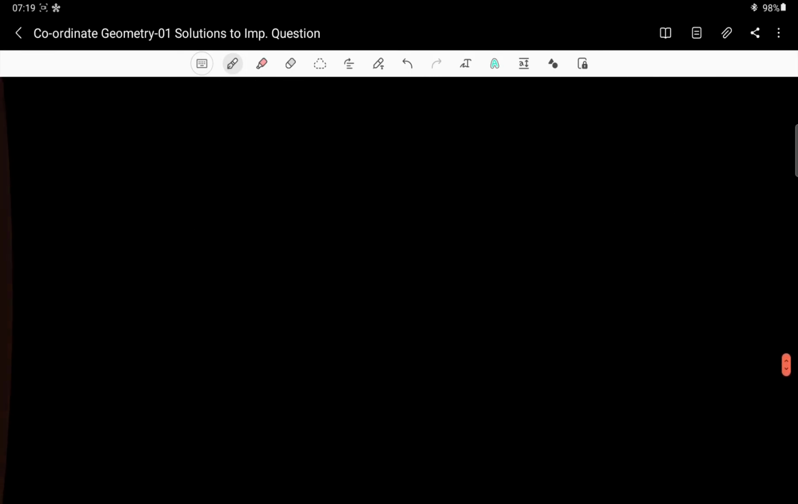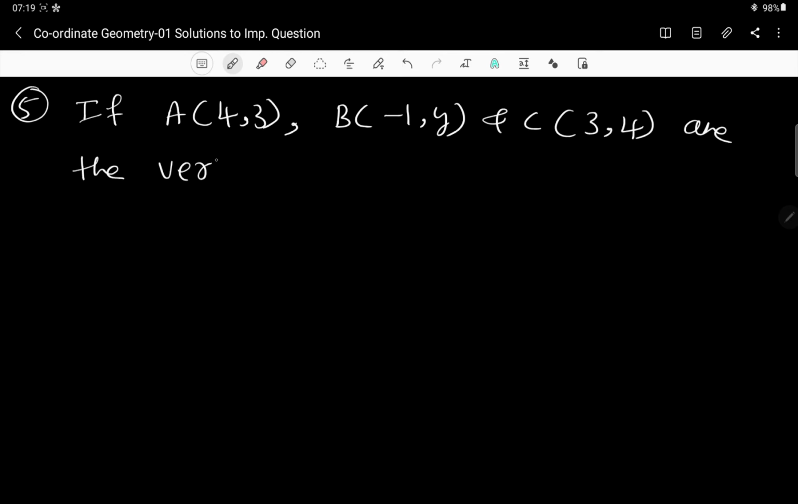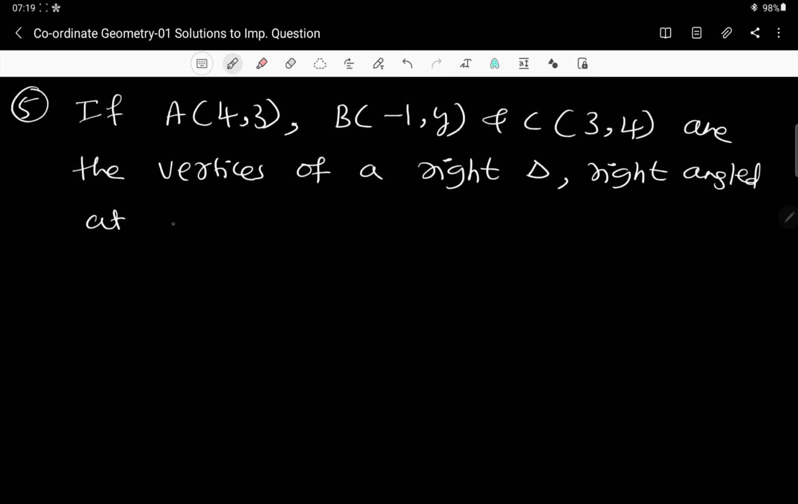So now let us move on to the fifth question. Let us have a look at this fifth question. All right, so what is this fifth question? Fifth question is like this: if A(4, 3), B(-1, y) and C(3, 4) are the vertices of a right triangle, right angled at A, find the value of y.